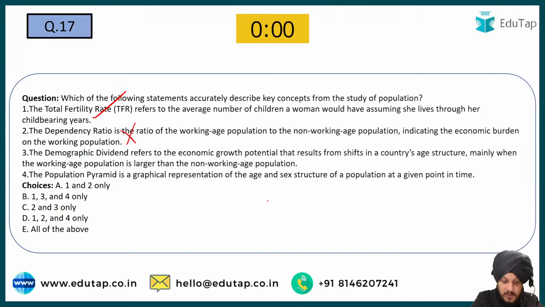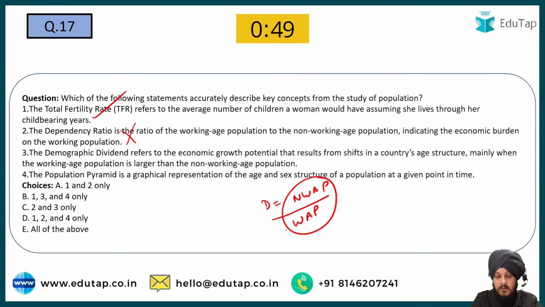Why is it so? Because the dependency ratio is basically the ratio of the non-working age population with respect to the working age population, and not the opposite of that. But here what is written? Working age population to non-working age population. So that is not right. The working age population comes in the denominator, and the non-working age population comes in the numerator. So that is why this is the incorrect statement in that context.